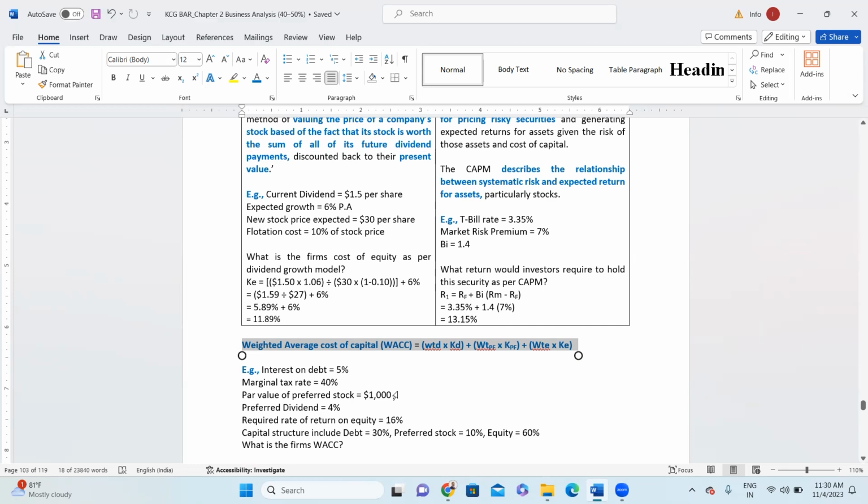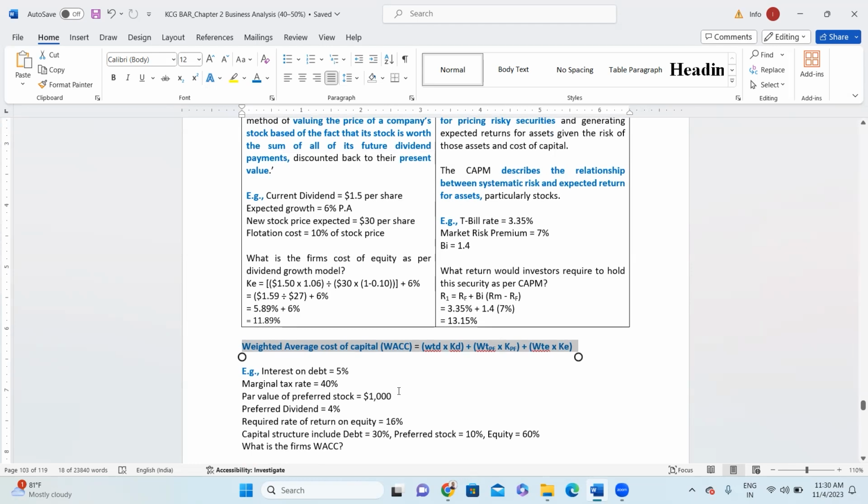Cost of debt is 5% multiplied by 1 minus tax rate. How much is the tax rate? 40%. So, 60% of 5%, how much is it? 3%? Kd is cost of debt. Cost of debt will be how much? 5% multiplied by 1 minus 0.4, that is 0.6. So 5 into 0.6, that is 3%. So Kd is 3%. And what is the weight of debt?